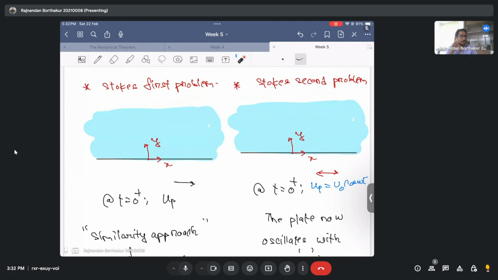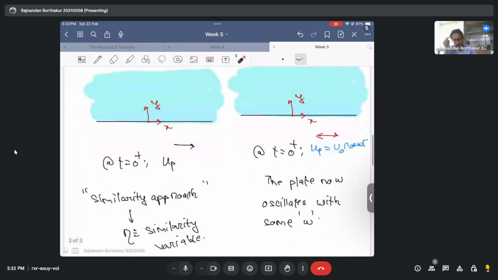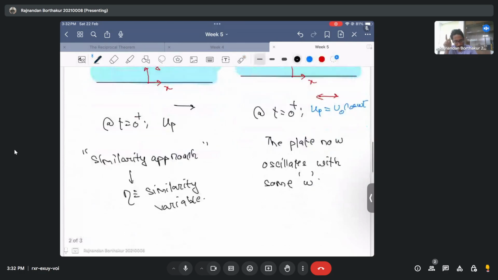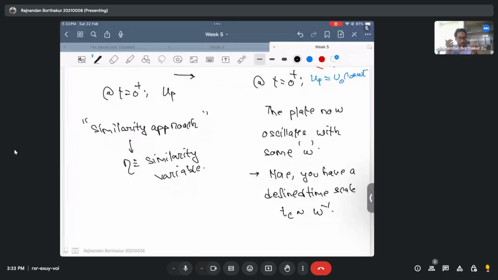But the solution procedure changed, because now, since you know at what frequency the plate oscillates, you have a defined time scale in the problem. And this time scale is nothing but the inverse of the angular velocity with which the plate oscillates, or the frequency would be the angular velocity divided by twice pi. So the time scale would be the inverse of that. It is just the inverse of the angular velocity with which the plate oscillates.